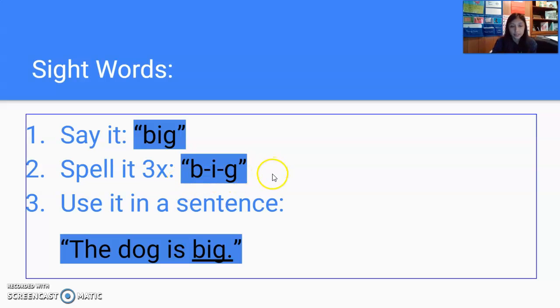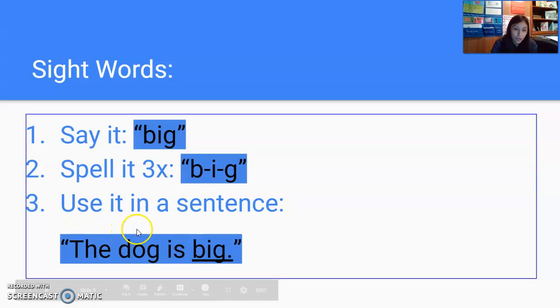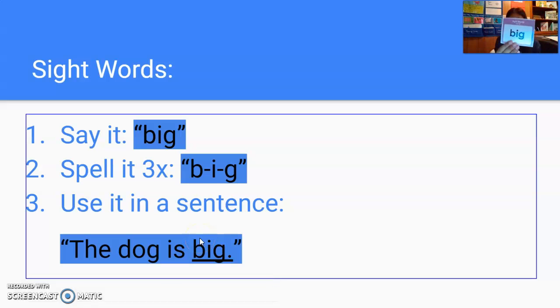B-I-G. Big. Sentence time. My turn. The dog is big. Let's read it together. The dog is big. Again, the dog is big. Your turn. Good job. There's big again. Don't forget this one either.